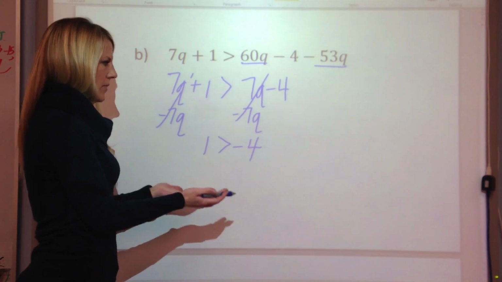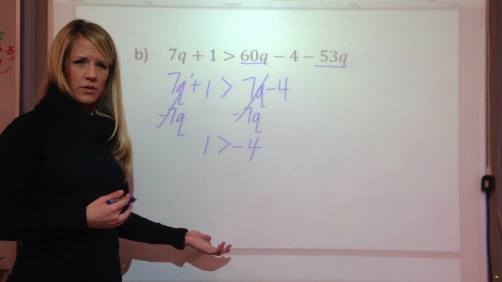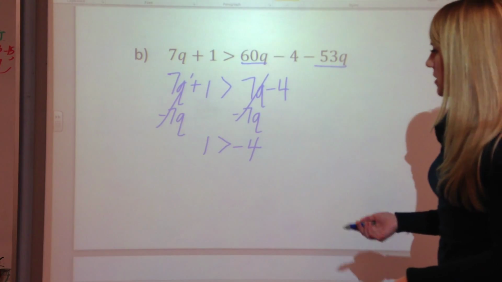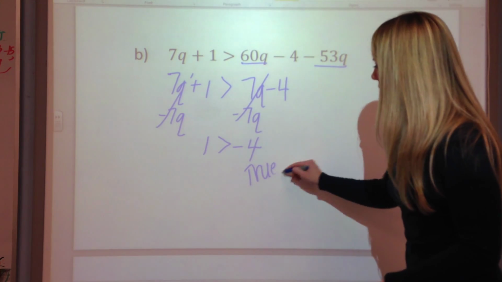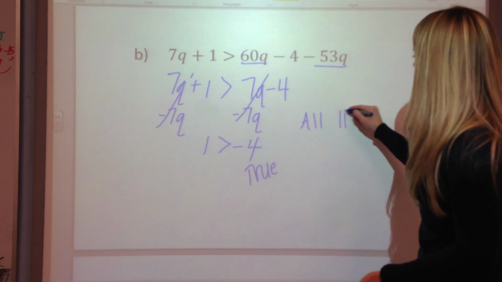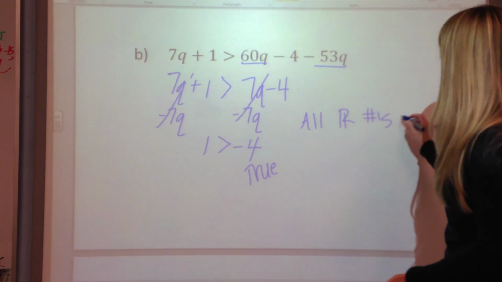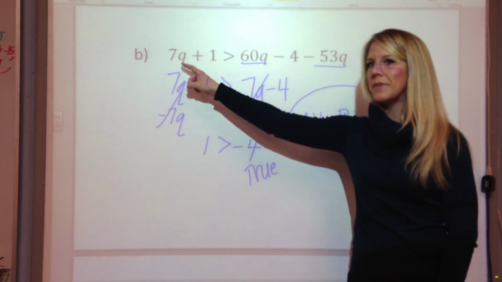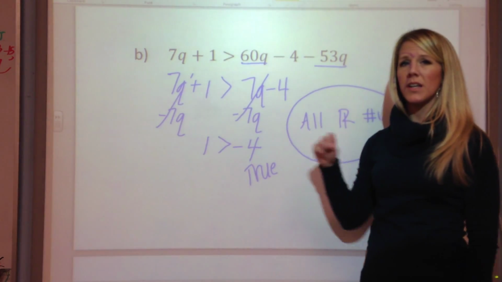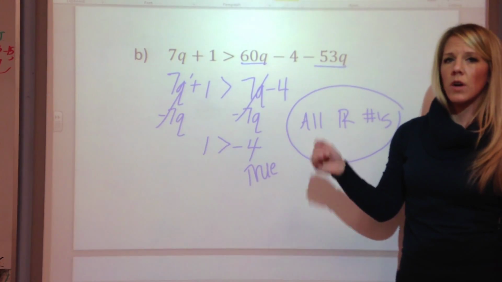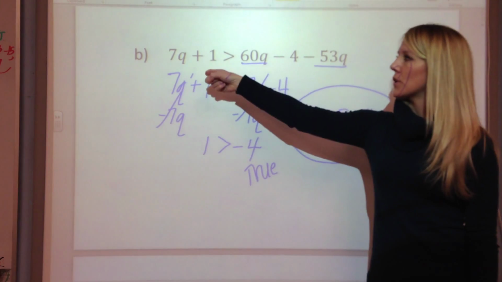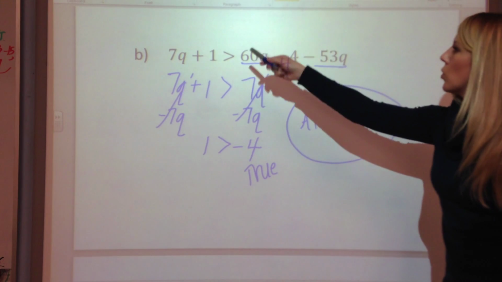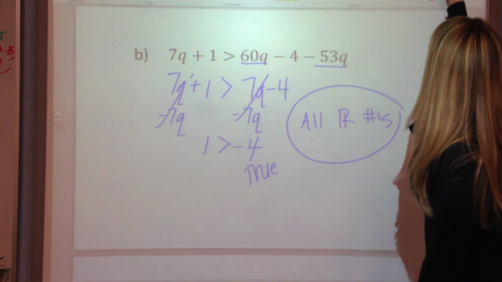Well, there's no more variable, but so I finally asked myself, okay, well, is 1 always greater than negative 4? Yes, 1 is always bigger than negative 4. So what that means, because it's a true statement, I know my final answer is all real number solutions. So all real numbers, that's my final answer. So any number I want to pick and plug it in for q. I want to plug in 5. Left side will always be greater than right side. I want to plug in negative 3. Left side will always be greater than right side. So no matter what number I pick to plug in for q, the statement will always be true. So any number will work for this given situation.